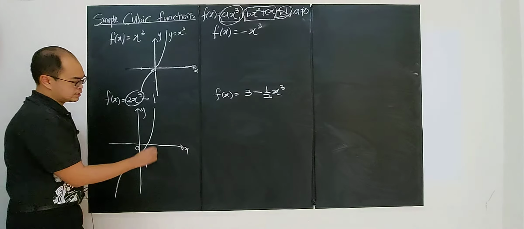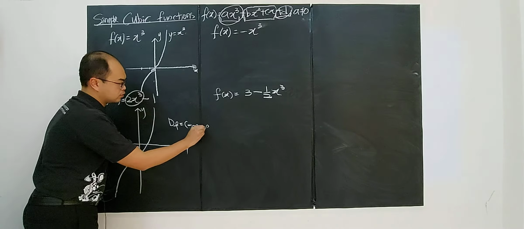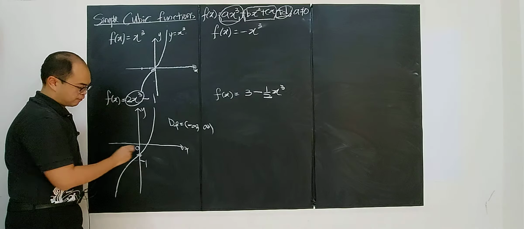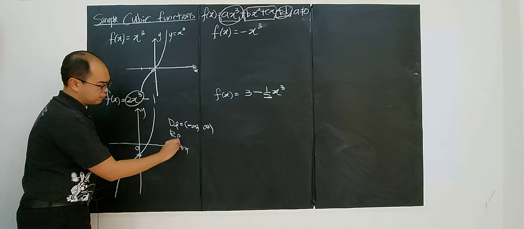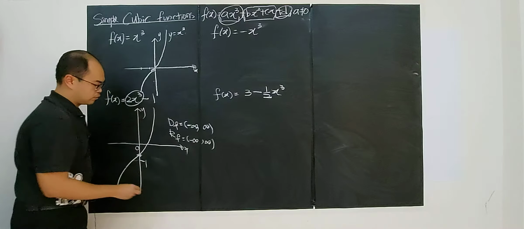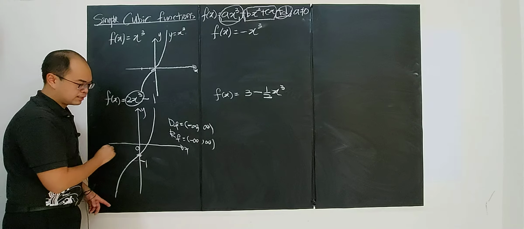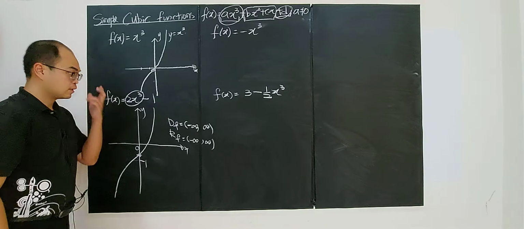Of course, the domain for f here is always negative infinity to infinity, everywhere there is a graph. The range is also the same, negative infinity to infinity. It will not stop. Anywhere along the y-axis, there is a graph. Anywhere along the x-axis, there is a graph.